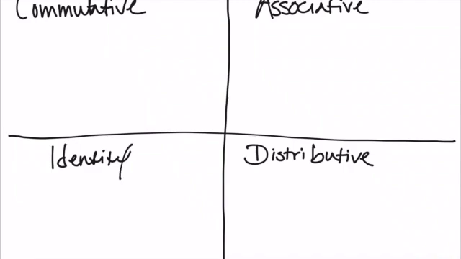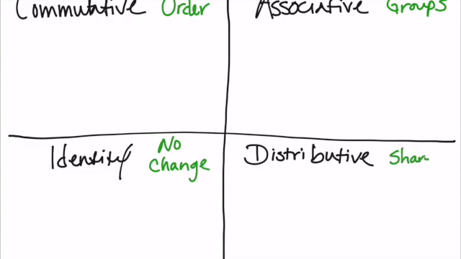The commutative property changes the order of the numbers. The associative property changes what numbers are grouped, so groups. The identity property actually makes no change whatsoever. And the distributive property takes a number and shares it with everything else. All right, so let's look at quickly what these look like.